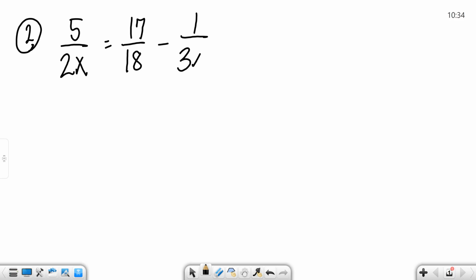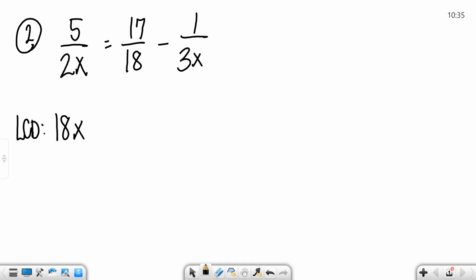So we have a rational equation, just an equation involving fractions. First thing I've got to do is find my least common denominator. The smallest number that 2, 18, and 3 all go into would be 18, and the other factor that I see is an x. Least common denominator is 18x.